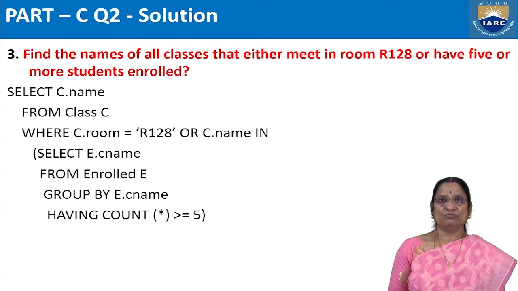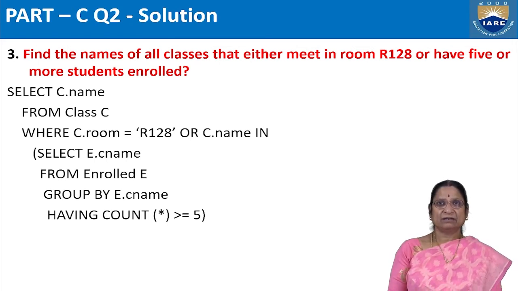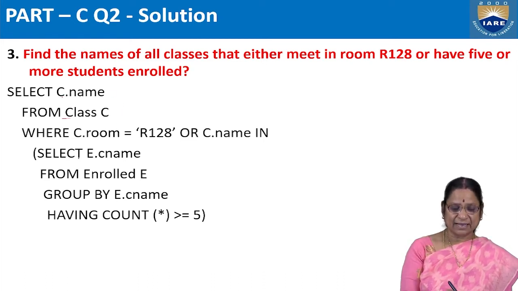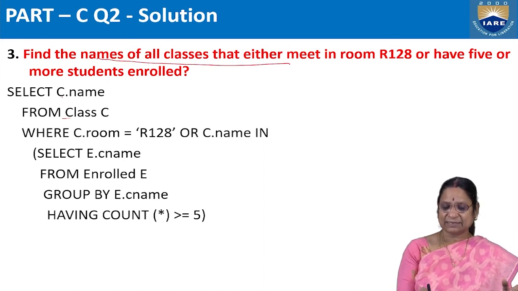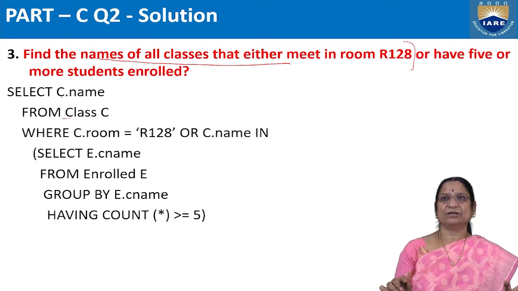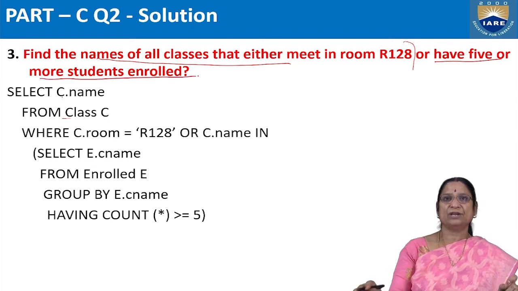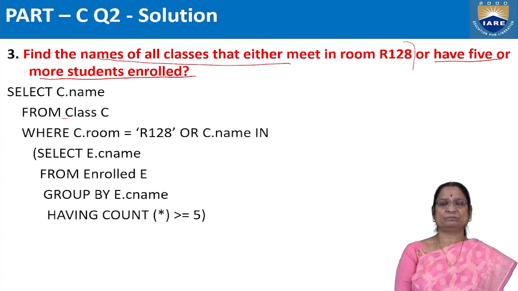The next query is: find the names of the classes that either meet in a particular room number or have 5 or more students enrolled. 5 or more students enrolled means count star. And we need to find out the names of the classes. Name of the classes means C.name from class, where classroom is equal to R128. Up to this is simple. Names of the classes that meet in R128. But another constraint is there, no? Have 5 or more enrolled. 5 or more means the number of enrolled students must be greater than or equal to 5.